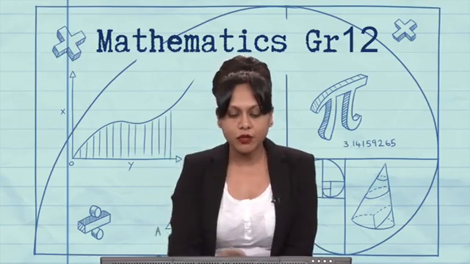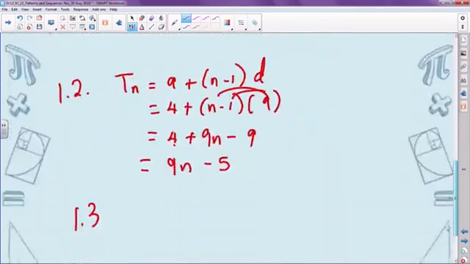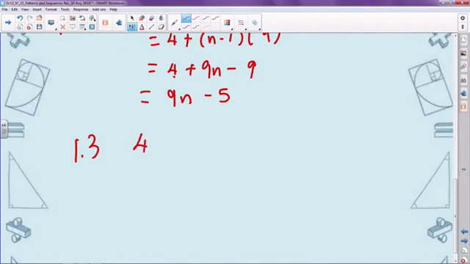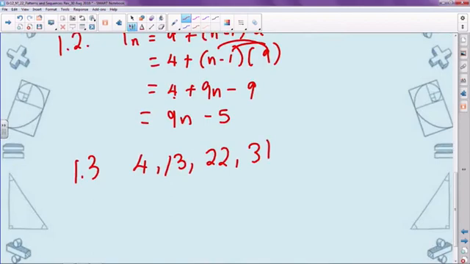All right, so 1.3 says, consider the terms of the sequence which are even. Calculate the sum of the first 25 terms which are even. So when we're looking at the even terms, let's look at our sequence. We've got 4, 13, and then the next one was 22. We saw that term 4 had a value of 31. And then term 5, if I add 9 onto 31, will give me 40.